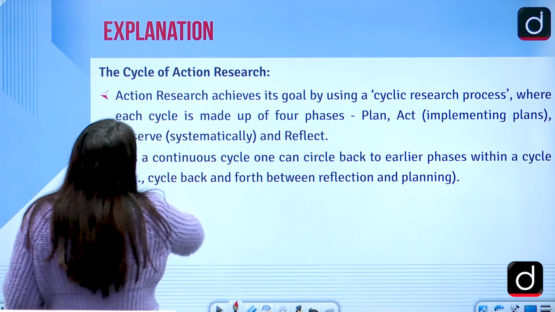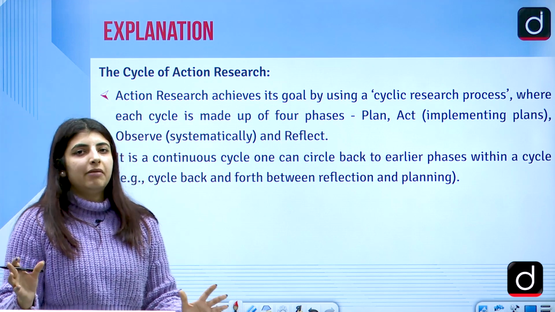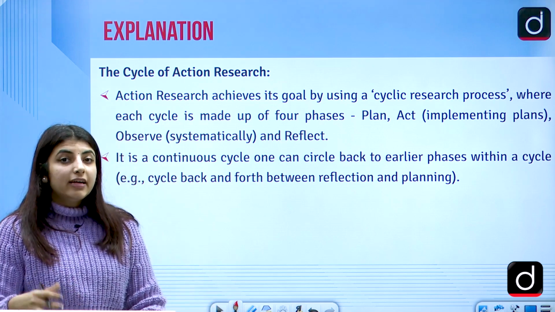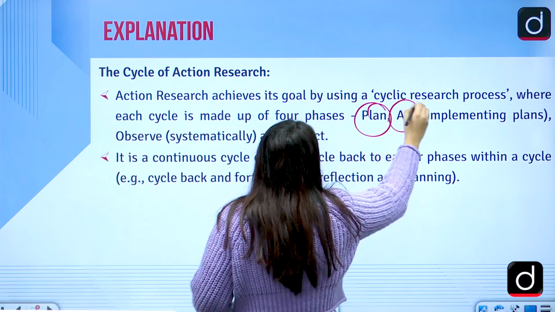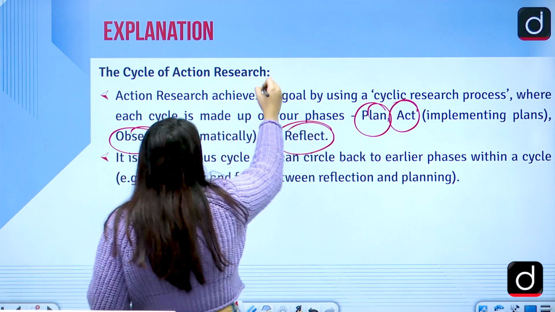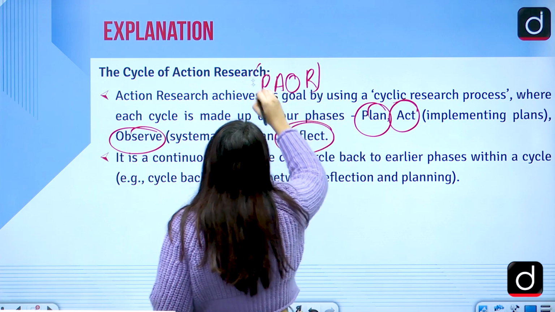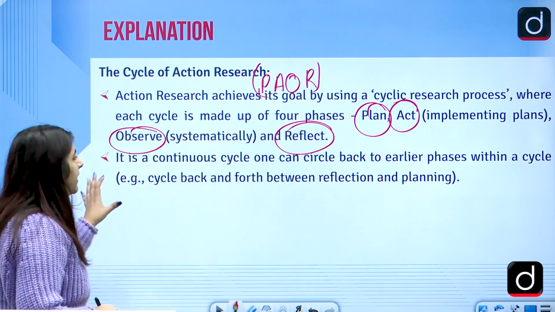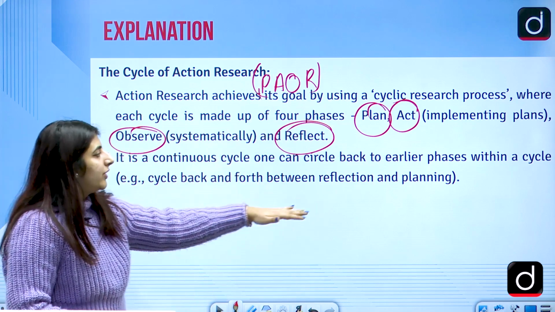So, there is this particular cycle of action research which is the favorite question of UGC examiners. They ask what is the action cycle. So, it is plan, act, observe and reflect. P, A, O, R. You can memorize it like that. Correct? It is a continuous cycle. One can circle back to earlier phases within a cycle.